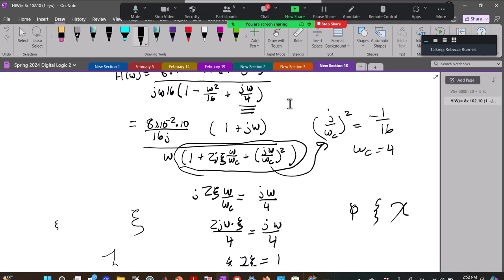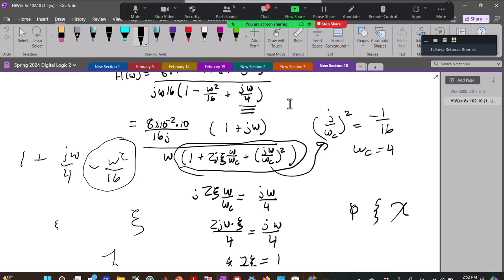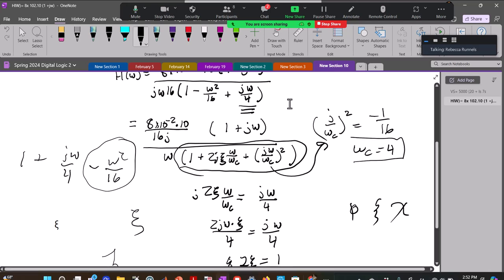And then our problem had 1, if I put it in order, 1 plus j omega over 4 minus omega squared over 16. So minus omega squared over 16 had to equal j omega over omega c squared. And from that, I got that omega c equaled negative 4. Oh, I got it. And now you see where I got it from. So then I just took this and set it equal to that, and that's where I got it from. Did you find it? Yeah.